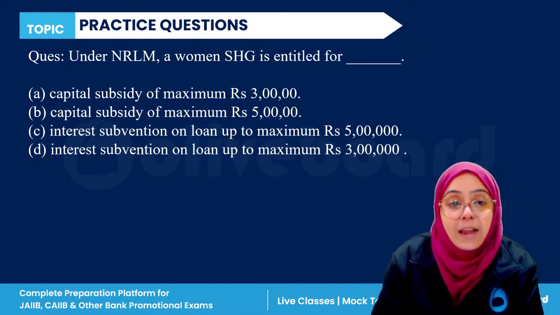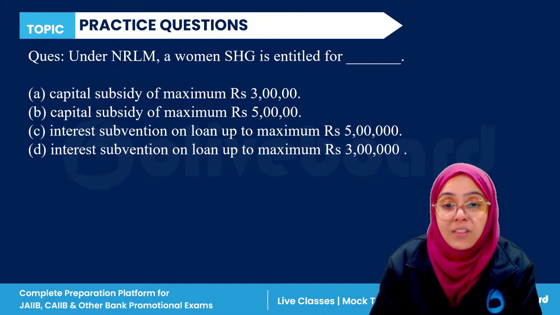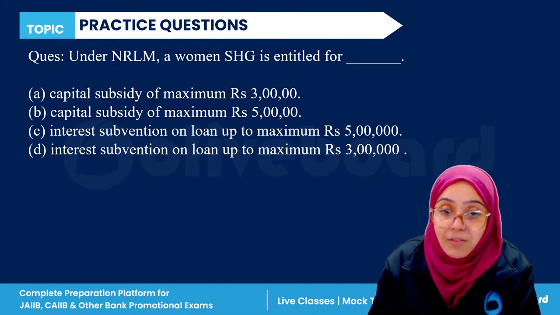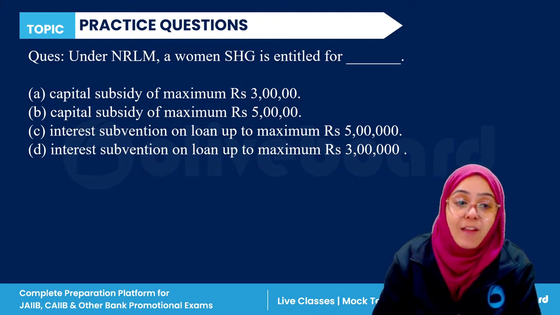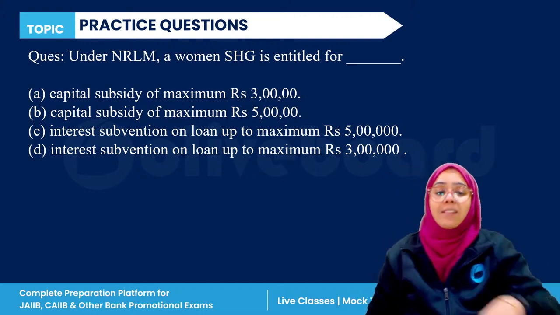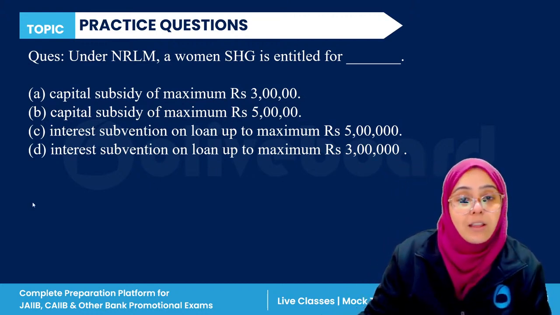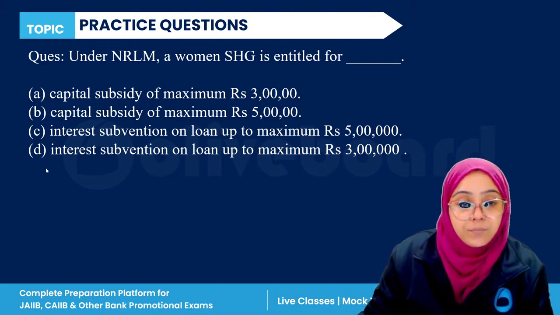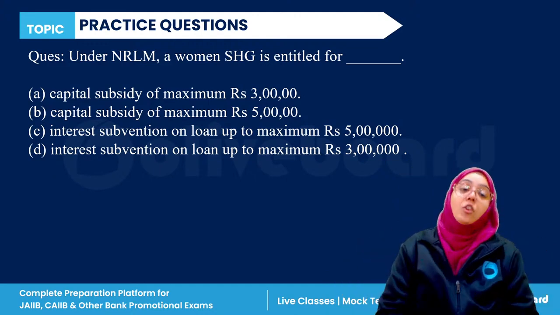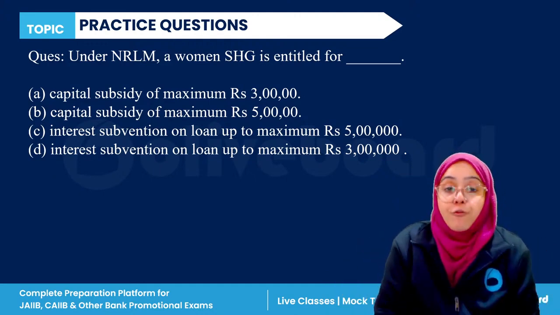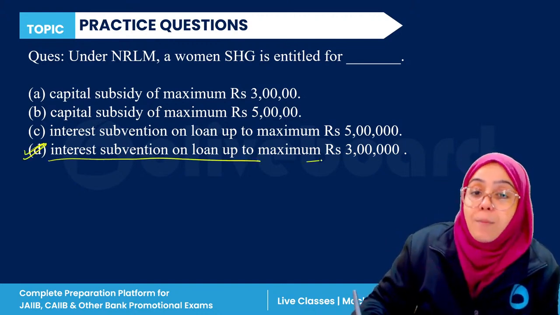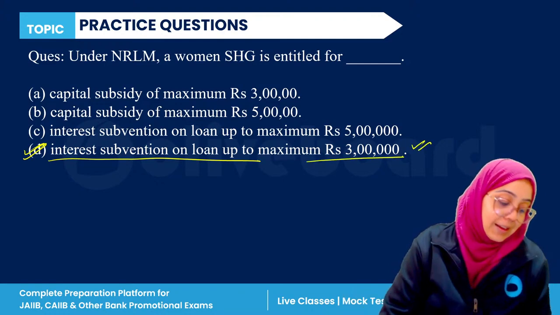Next, under the NRLM scheme, a woman self-help group is entitled to a capital subsidy of 3 lakh, of 5 lakh, or interest subvention on the loan maximum of rupees 5 lakh or 3 lakh. Everyone, please answer this question. Again, it is a fact-based question. No need to worry, you just have to learn the fact. Under the NRLM, a woman self-help group is entitled to interest subvention on the loan to a maximum of rupees 3 lakhs. So D is the correct answer.